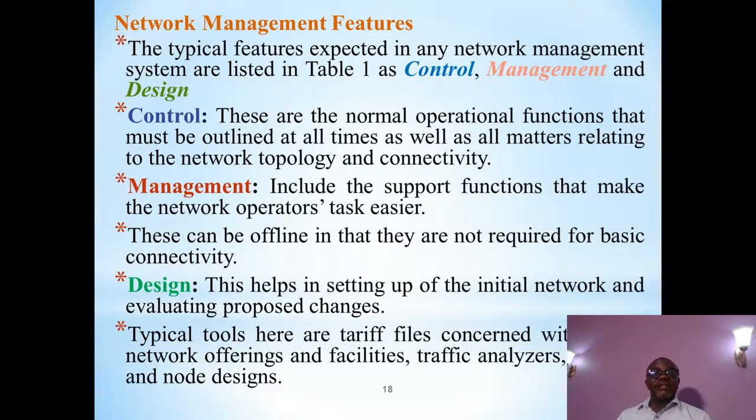Now, what are the network management features? As we can see in table 1, the features expected in any management system are listed as control, management, and design. For the control, these are the normal operational functions that must be outlined at all times, as well as all matters relating to the network topology and connectivity. And for the management, it includes the support functions that make the network operator's task easier.